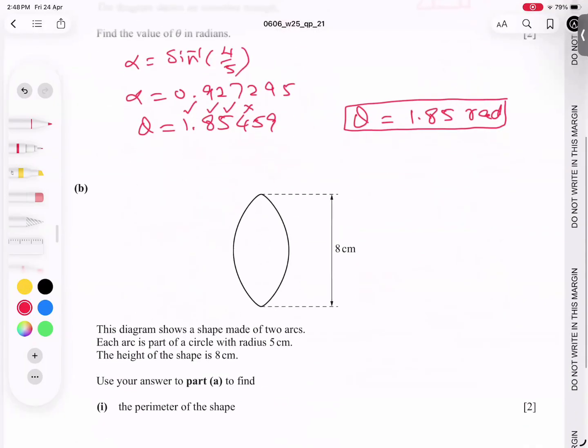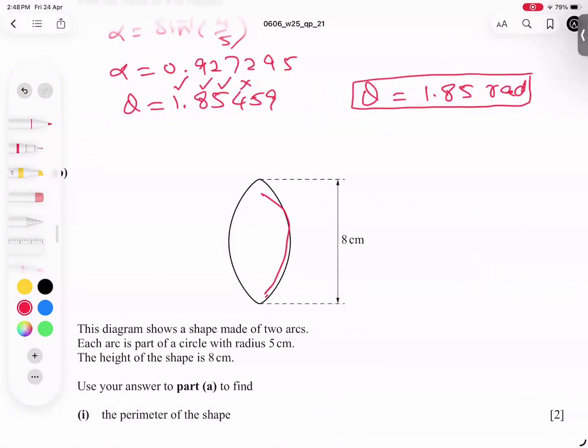Part B. He said the diagram shows part of two arcs. It means this is an arc with the center somewhere here, and similarly this is an arc with the center somewhere here. Both are the same. He said each arc is part of a circle of radius 5, and the height of the shape is 8. We have to find the perimeter of the shape. Basically, we are looking for this arc length multiplied by 2.